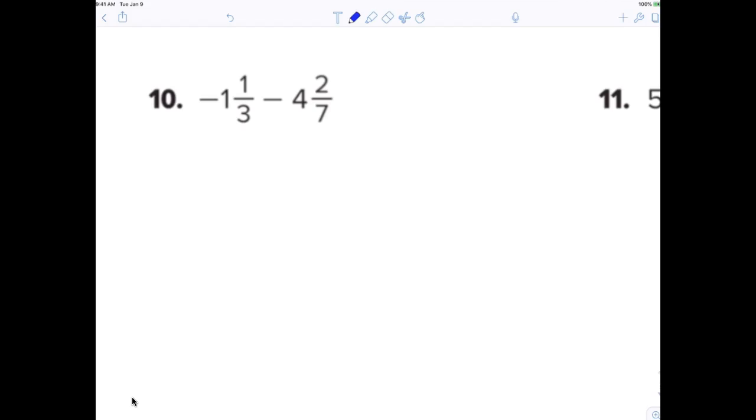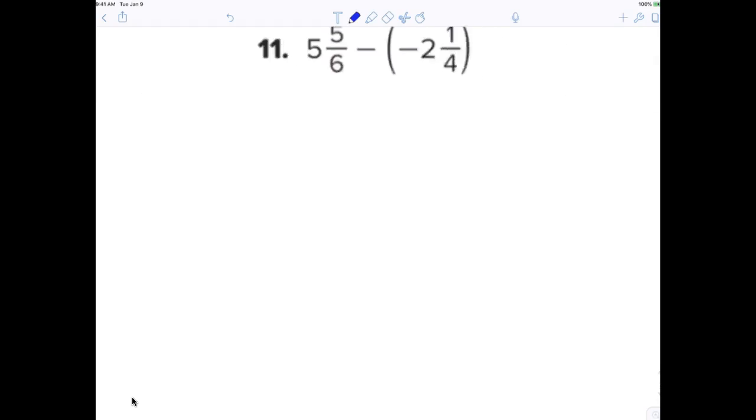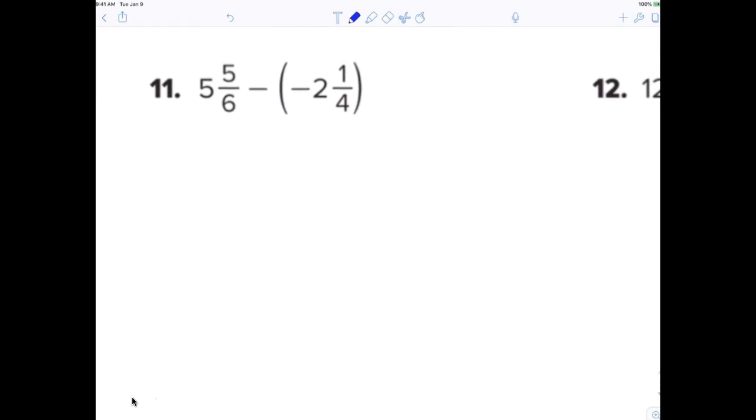Are we doing number 11? Yes. So tell me what to do here. The first thing I look at is the double negatives. So you would add it. You just change it to plus. So here we go: 5 and 5/6 plus 2 and 1/4. Does anybody have any questions about why I've changed it to plus?